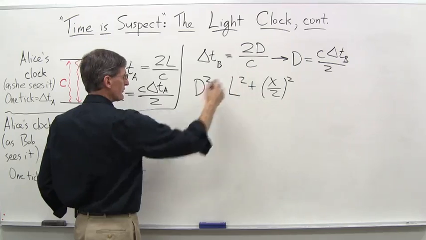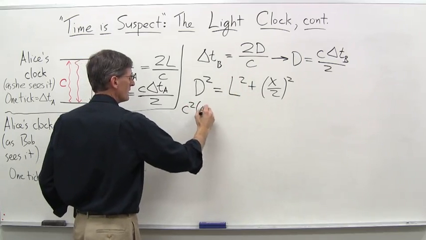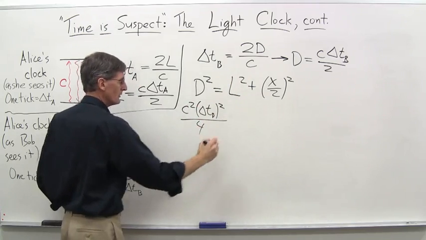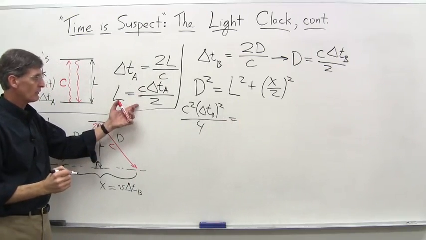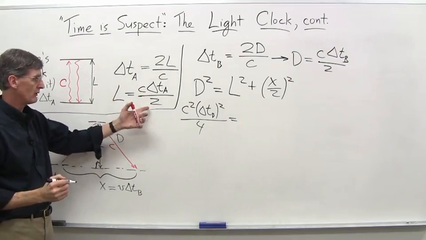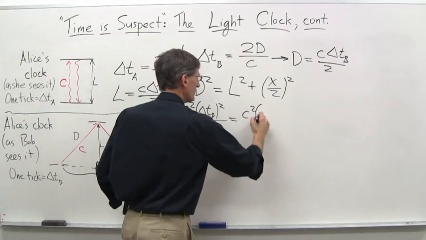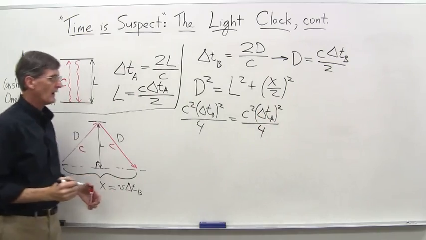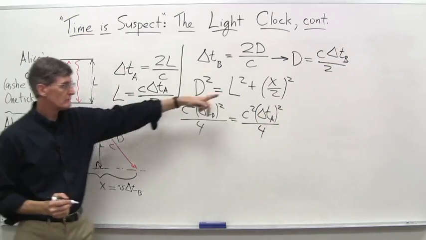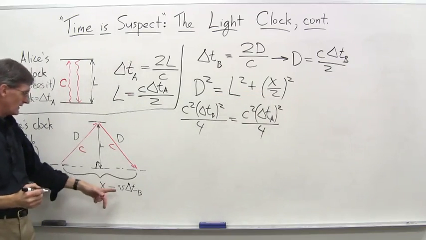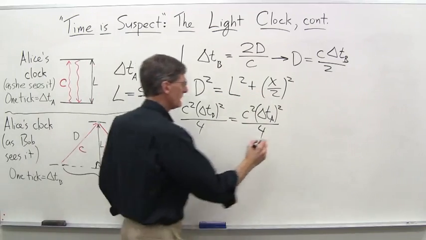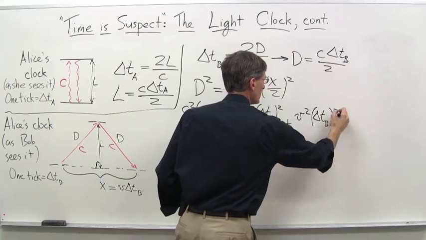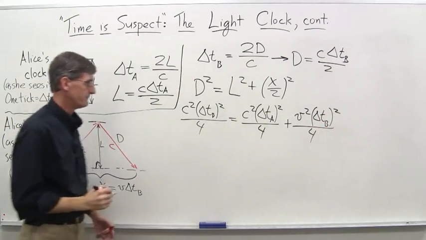So d here, if I square that, it's going to be c squared times delta TB squared, all over 2 squared, which is 4, of course, equals L squared. It's going to be c squared delta TA squared over 4. And I've got x squared over 4, right? x squared, 2 squared is 4. And x squared is v delta TB squared. So that's going to become plus v squared delta TB squared over 4.